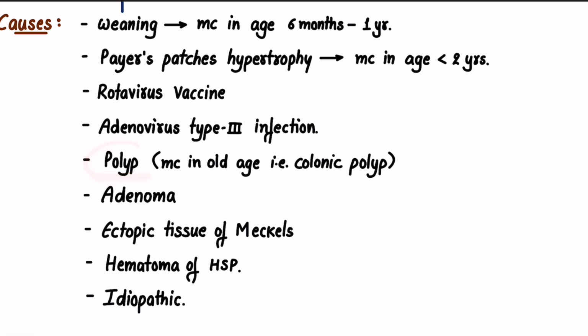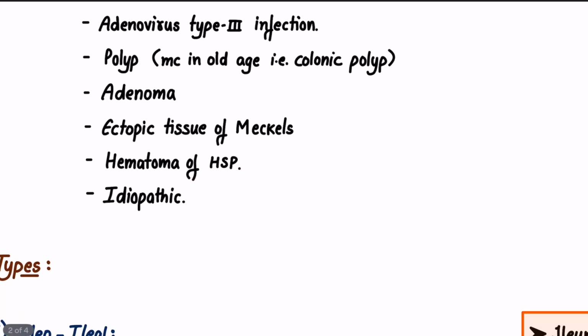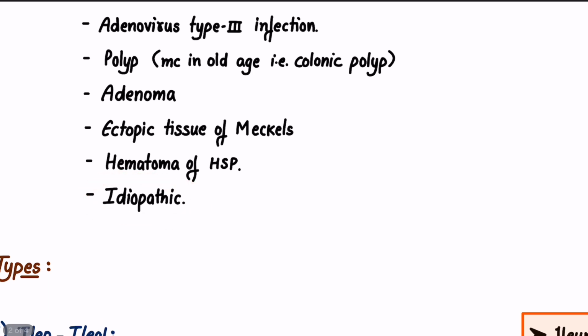Now this is important: Peyer's patches hypertrophy was the most common cause of intussusception in this age group, but polyps are the most common cause of intussusception in old age, because in old age colon polyps are very common. Due to formation of polyps in the colon, that will act as a lead point, and that can lead to intussusception. Other factors: adenoma, ectopic tissue of Meckel's, hematoma of HSP, and some idiopathic causes. These can lead to intussusception.